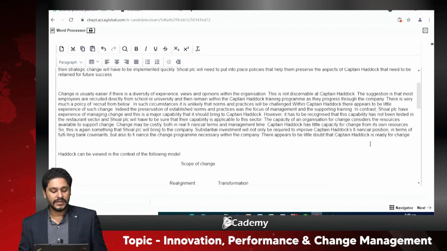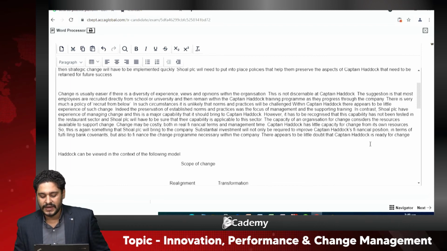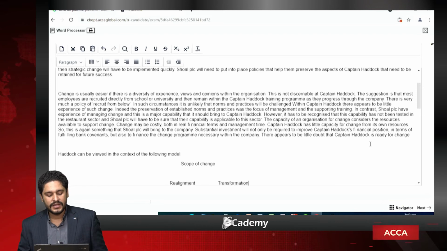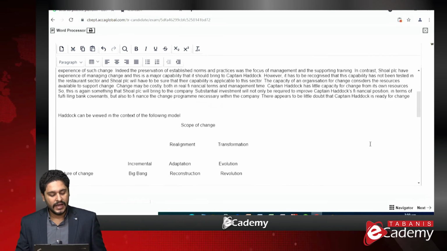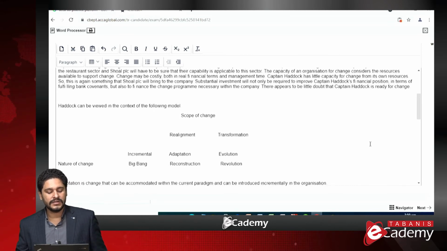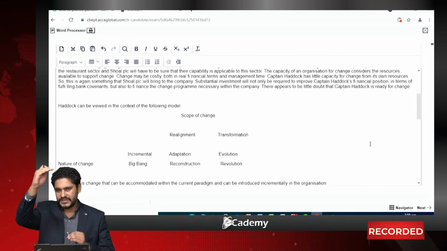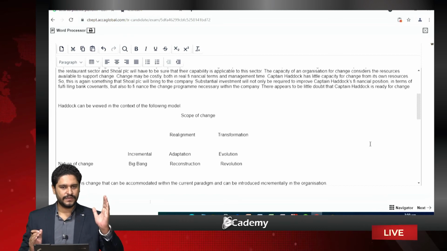So this is again something that Shoal PLC will bring to the company. Substantial investment will be required to improve Captain Haddock's financial position in terms of fulfilling the bank covenants, but also to finance the change program necessary within the company. There appears to be little doubt that Captain Haddock is ready for change. This can be reviewed in the context of the model, that is, scope of change and nature of change.